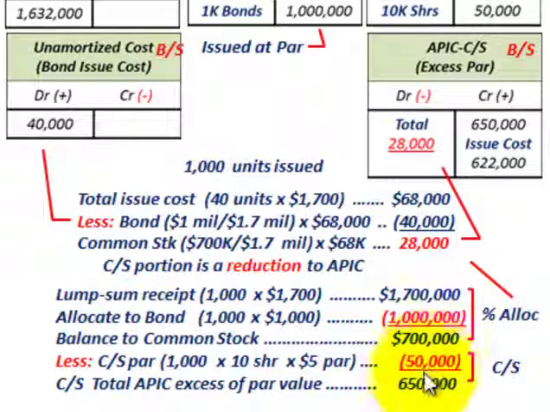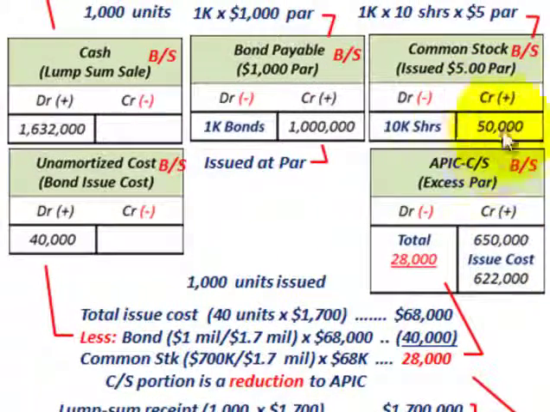I'm just running through that to show how we calculate our total additional paid-in capital of $650,000. We credited our additional paid-in capital for $650,000. Then we debited for those issue costs of $28,000. So our net additional paid-in capital is $622,000. So if you balance our credits of $50,000 plus our $622,000 in additional paid-in capital plus our bonds payable of $1 million.